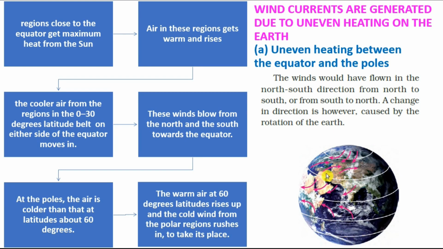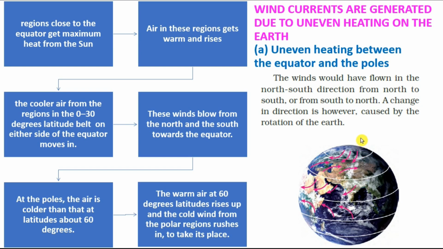Now if you look at this diagram showing the air circulation, you will notice that the winds are not blowing in a straight direction. They are curved. So the reason is that since the earth is rotating, the winds are also becoming curved, or else instead of these curved lines, the lines would have been straight.